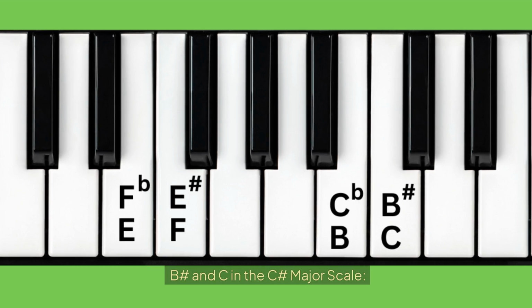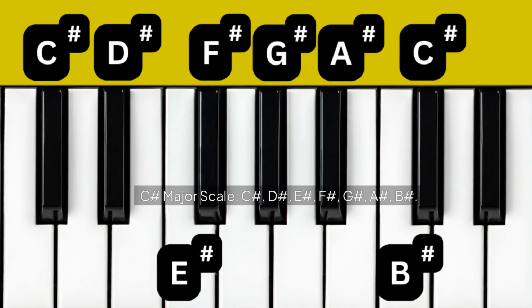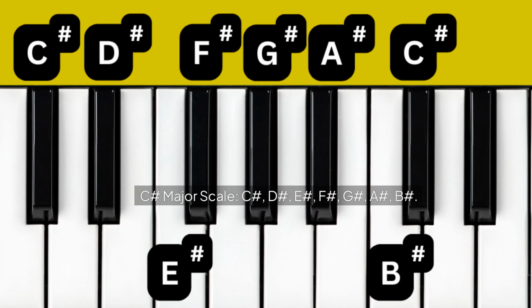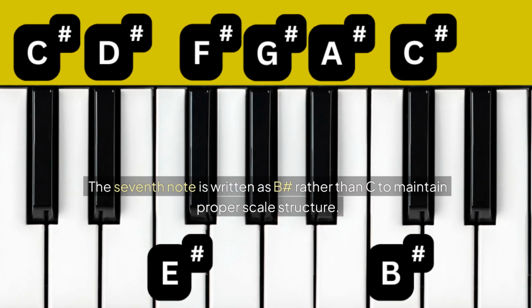B sharp and C in the C sharp major scale. C sharp major scale: C sharp, D sharp, E sharp, F sharp, G sharp, A sharp, B sharp. The 7th note is written as B sharp rather than C to maintain proper scale structure.